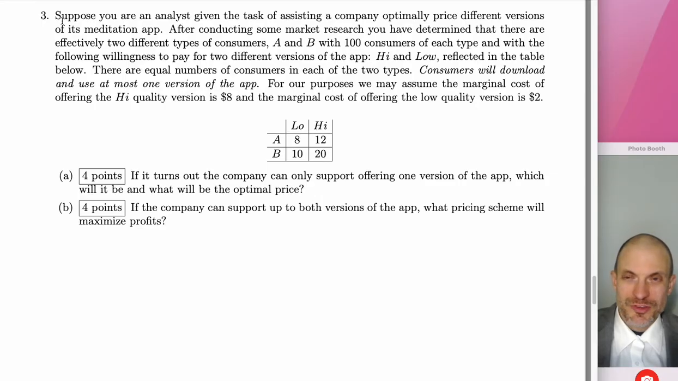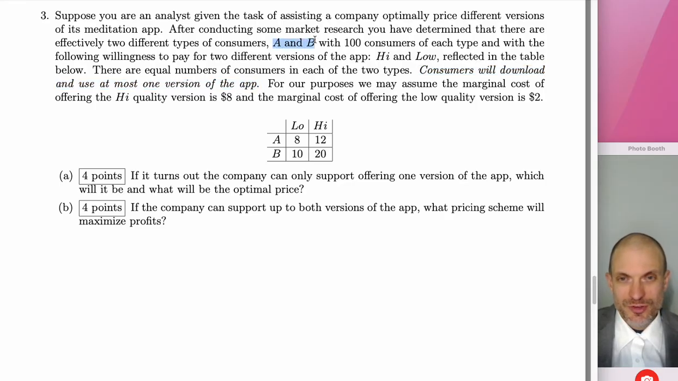Okay, so the second one, you're an analyst tasked with assisting optimal pricing for different versions of a meditation app. I meant for that to be pretty straightforward, that you're only going to ever subscribe to one version of the meditation app, but I actually did say it right here. Consumers are going to download at most one version of the app.